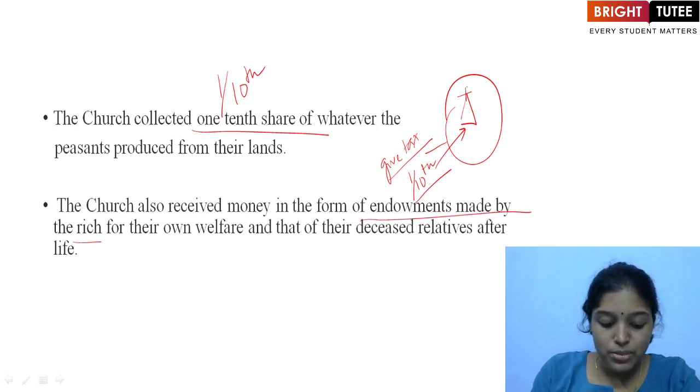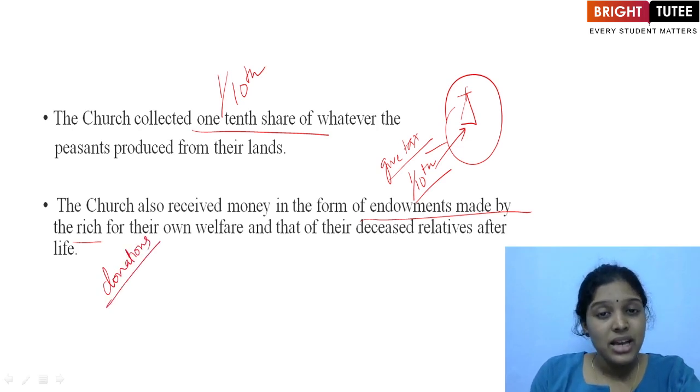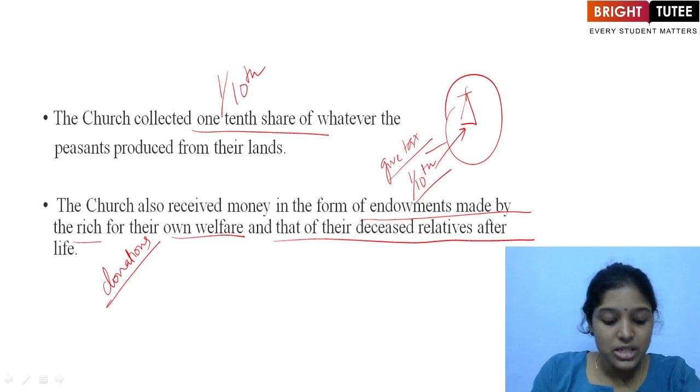The church also received money in the form of endowments made by the rich. That is, the rich people were also making donations. The poor could not make donations because they lived on the bare minimum and it was very difficult for them to arrange money in the form of donation. But the rich could afford that and they gave it to the church for their own welfare, sometimes as a sign of gratitude, and that of their deceased relatives after life.